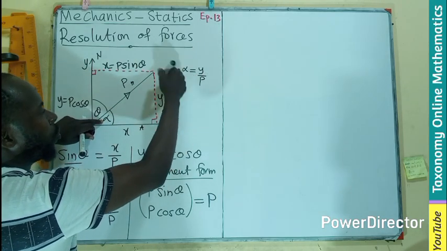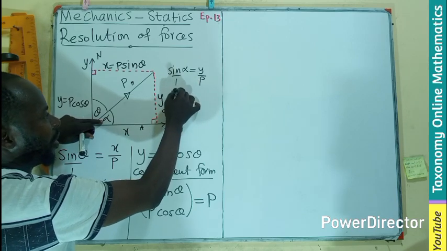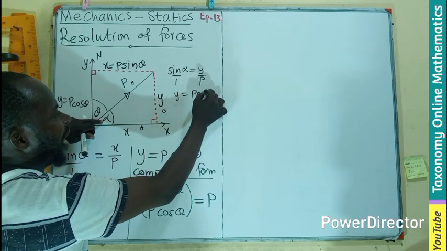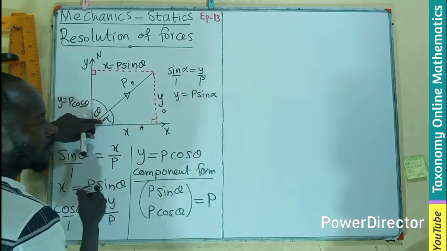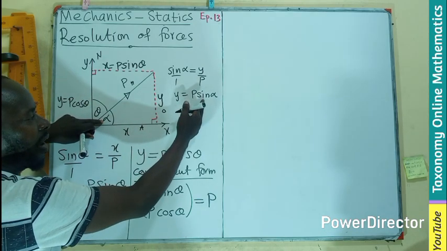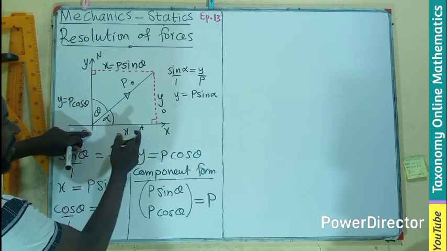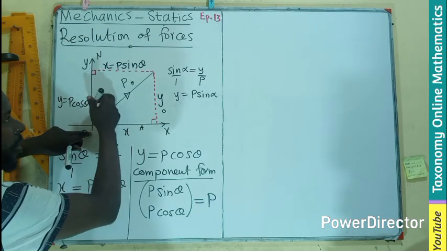Hypotenuse p. When you cross multiply, what happened? The p multiplies the sine alpha, right? So it means that this side is going to be p sine alpha. Now let's come back to finding this. This is adjacent. This is hypotenuse.